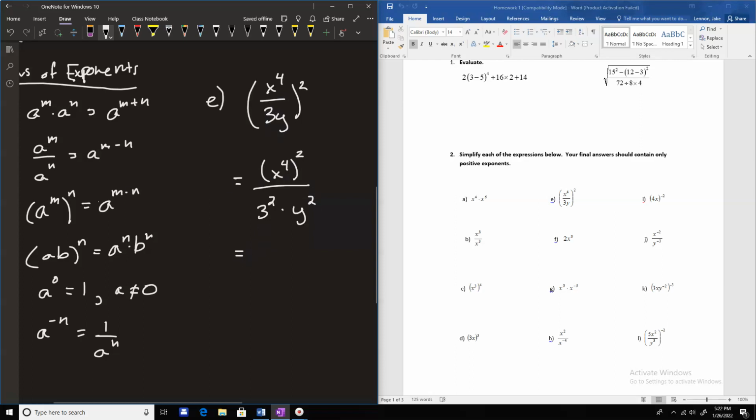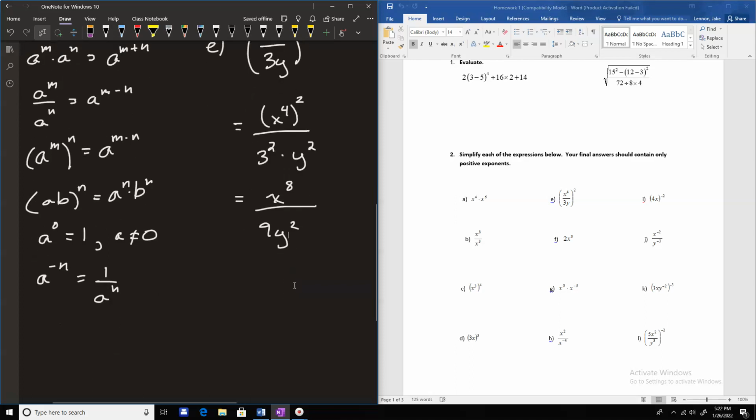The top we're going to apply the third rule. If you have parentheses m raised to the n like that, then you multiply them. So 4 times 2 makes 8, so the top is x to the 8th. 3 squared we know is 9, so that's 9y squared. So that would be how you would do e.